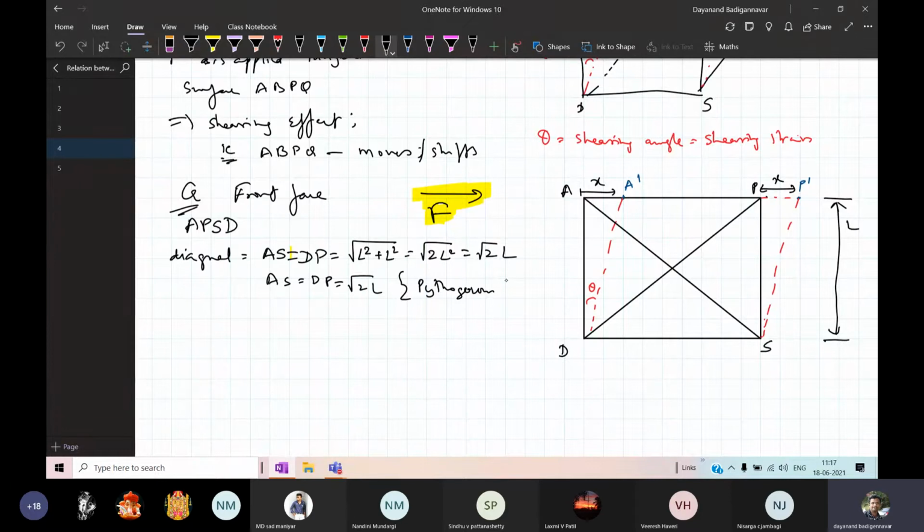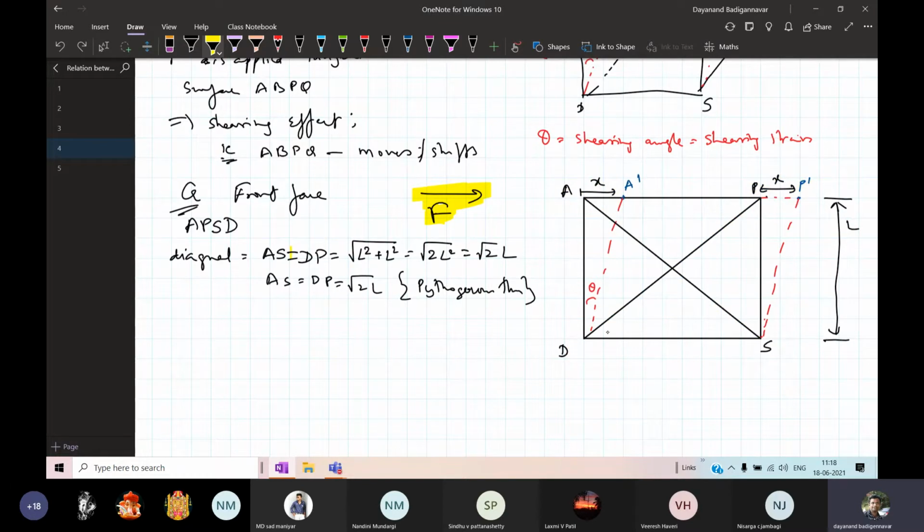Now look here. Once I apply the force, due to the application of the force, there is a compression as well as an extension. So there is an extension along the diagonal. Look here, along this diagonal, there is an extension. DP gets elongated while AS gets compressed. So in this diagonal, there is an increase in the length. For this diagonal, there is a decrease in the length. So let us see how there is an increase and decrease in the length.